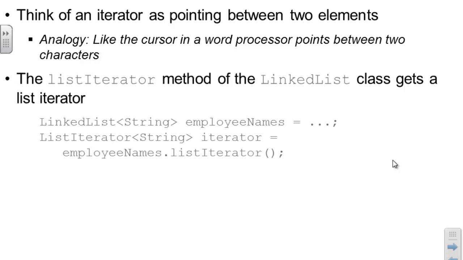So the list iterator method of the linked list class gets a list iterator. So LinkedList of String employees will create our linked list, and then we're going to tag the iterator to it. So employee names gets the list iterator that we just created. So then they'll work together.